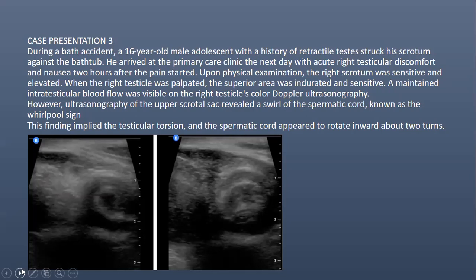So he arrived at the primary care clinic the next day with acute right scrotal testicular discomfort and nausea. That's also one of the clinical signs that I gave you. You look at the time, it is short after the pain started. Upon physical examination, the right scrotum was sensitive and elevated. You look at a high riding testicle. That's also still pointing you could be having a torsion.